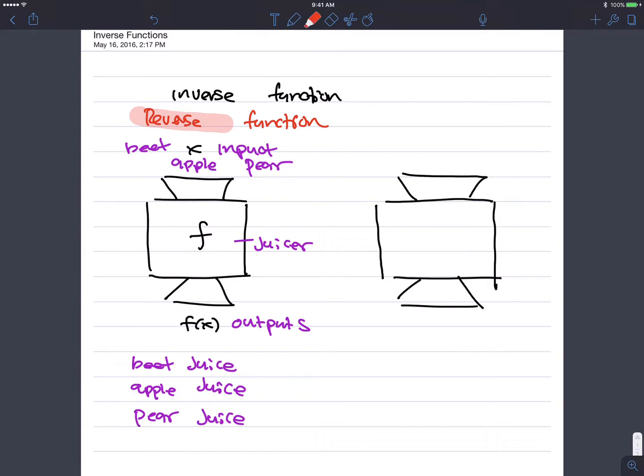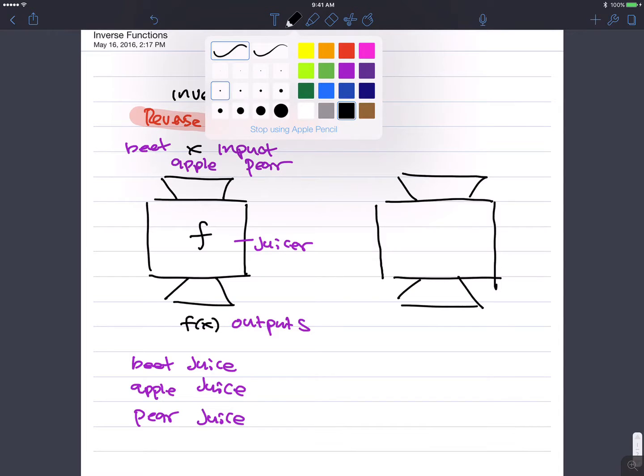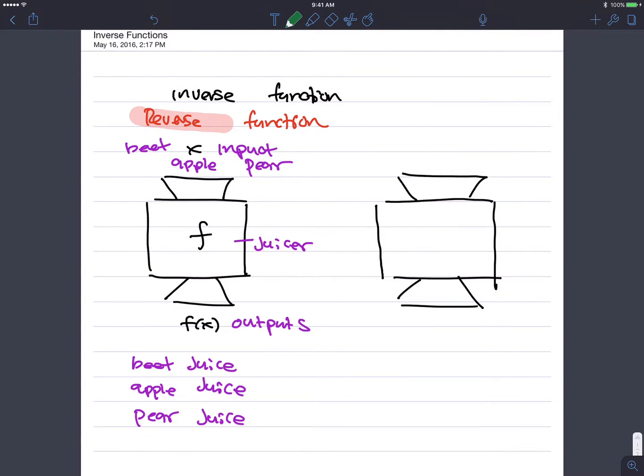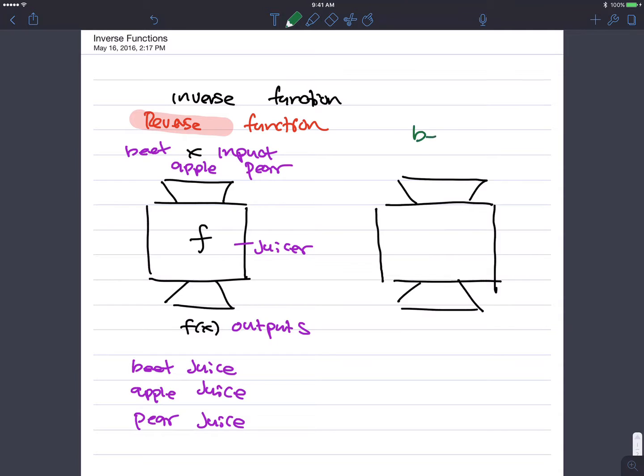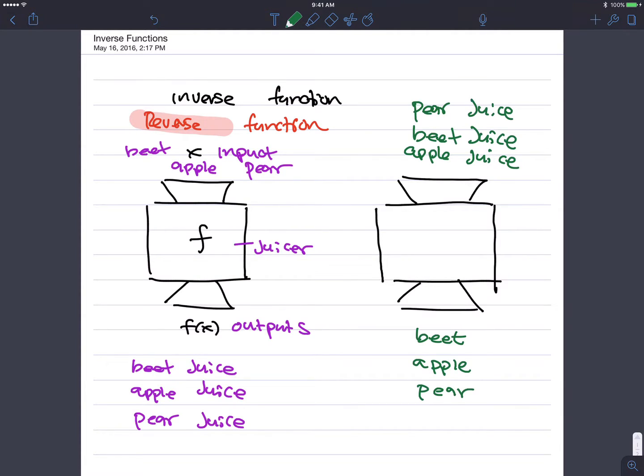Okay, let's actually change the color. What does reverse kind of feel like? Maybe green. If I plug in beet juice in my reverse machine, I should get a beet. If I plug in apple juice in my reverse machine, what should I get? An apple. If I plug in pear juice, what should I get? A pear.